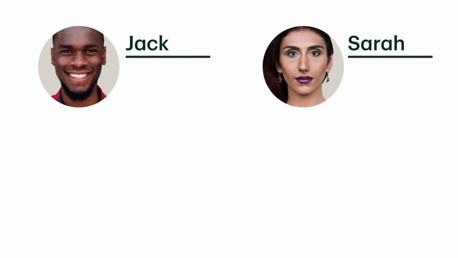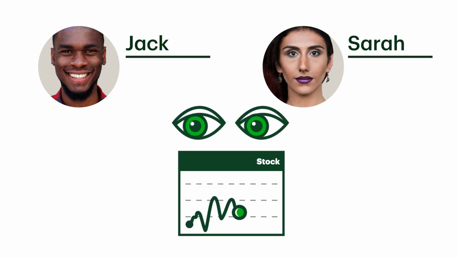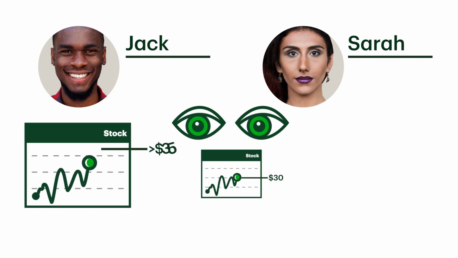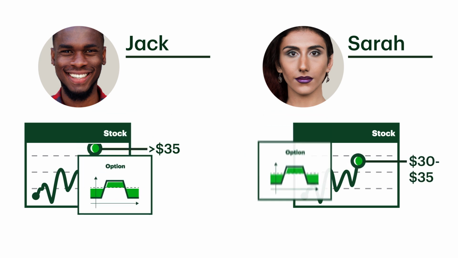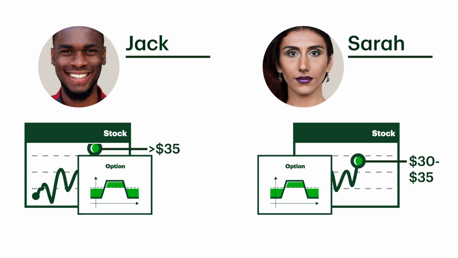Meet two options traders, Jack and Sarah. Both are watching the performance of a particular stock, which is currently trading at $30 per share. Jack thinks the stock will be above $35 in the next 2 months. Sarah also thinks the stock will go up in the next 2 months, but not above $35. Each trader decides to place an option trade to try and profit from their analysis.